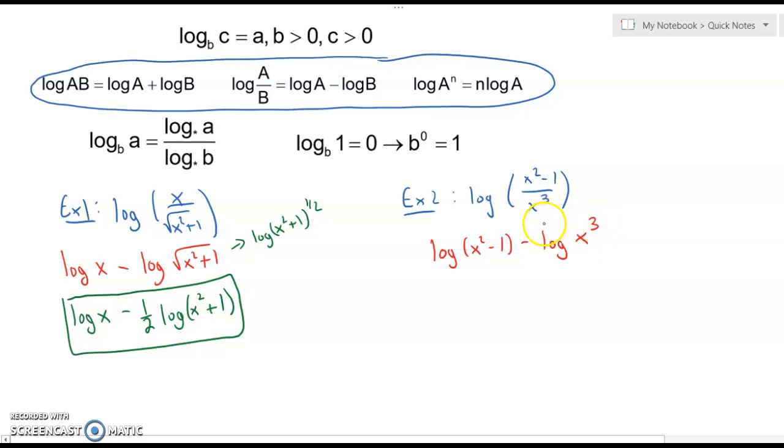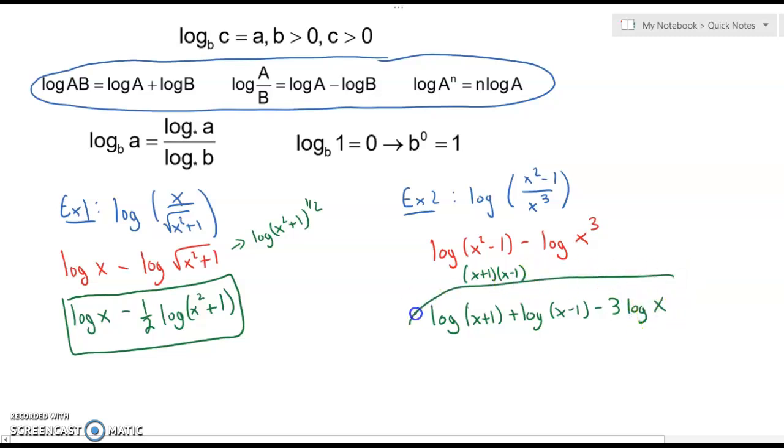Technically, I should keep going. I know I can bring that 3 out in front, but I can do something else with the x squared minus 1. It's not really necessary, but I can actually factor that to x plus 1 and x minus 1. The reason I might want to do that is because that becomes a multiplication problem, which then I can apply that property that says to add the logs. So it's going to become log of x plus 1 plus log of x minus 1, and bringing the 3 out in front, minus 3 log of x.